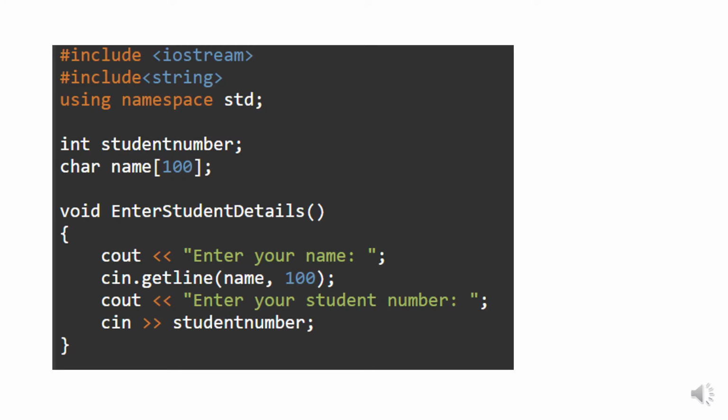First, we define the student number as an integer and the name as characters that contain 100 letters. The first void function that we have is enter student details, asking the user his or her name and student number. It will be called later on.